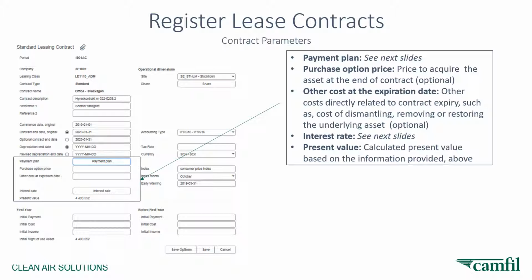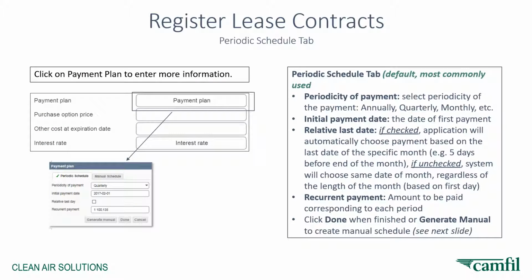Purchase option price is an optional field where you can enter the price to acquire the asset at the end of the contract. Other costs at the expiration date are other costs that are directly related to contract expiration. For example, the cost of dismantling, removing, or restoring the underlying asset. Present value is the calculated present value. So let's move on to payment plan options via the Periodic Schedule tab.